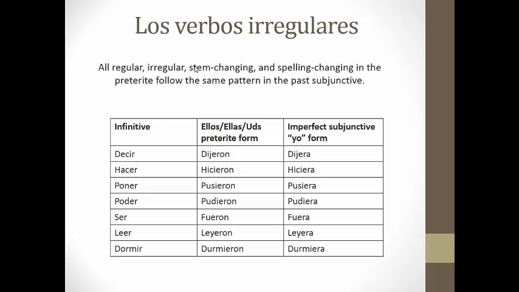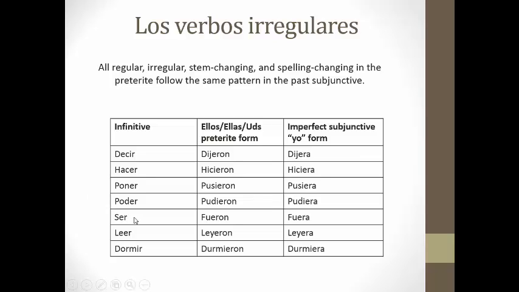Okay, same is going to apply for hacer and poner and poder. All four of these are irregular stem verbs, as you see on your irregular preterite note guide. Okay, and here are their yo forms. Hacer becomes hiciera in the past subjunctive. Poner becomes pusiera, and poder becomes pudiera.